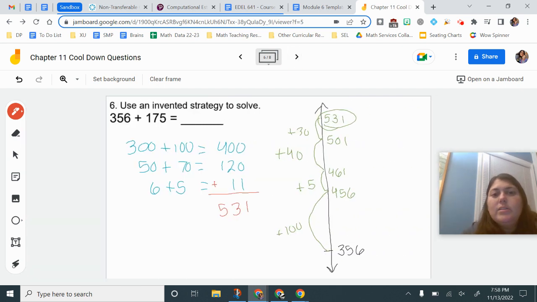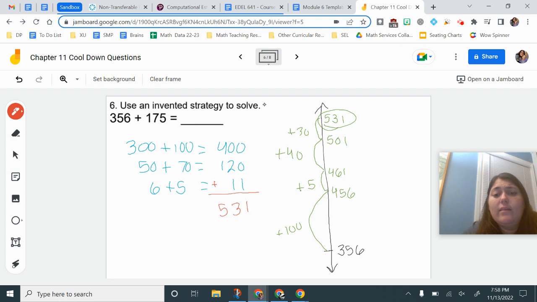All right. Number 6 and number 7 on your cool down problems here, I'm going to show you 2 different strategies for each. Obviously, there are lots of invented strategies, so I'm not going to show you all of them. I'm just going to show a couple of them. The first one over here in blue is partial sums. So I would look at adding my hundreds, my tens, my ones, and then taking all of those pieces and adding them together here in the red.